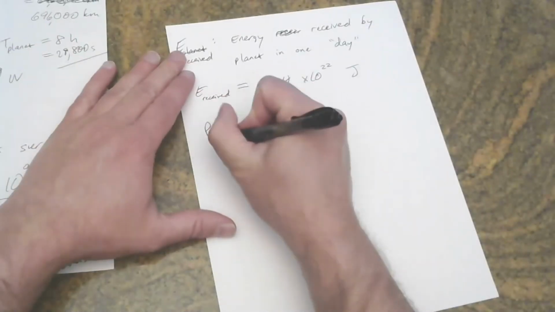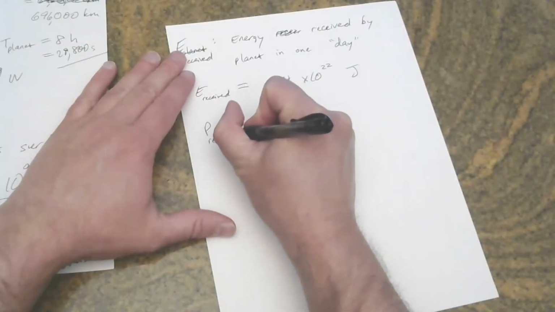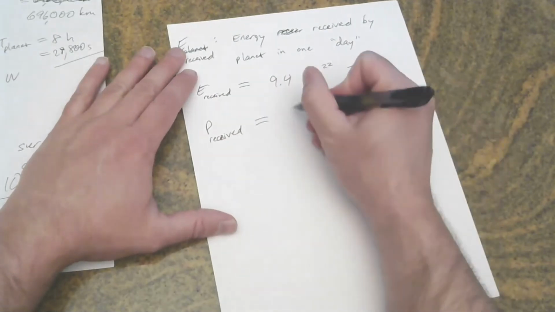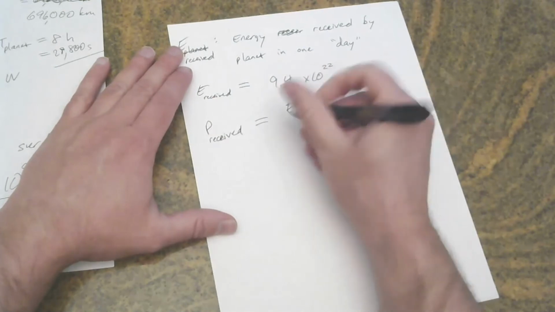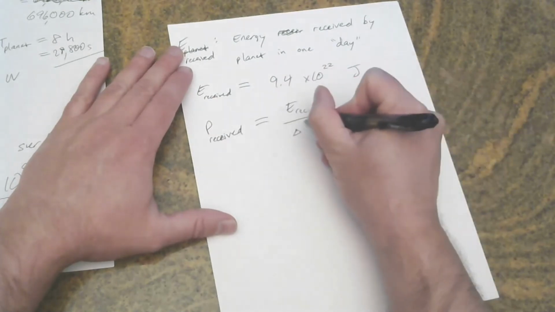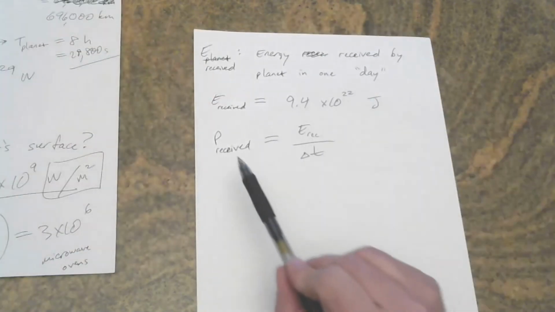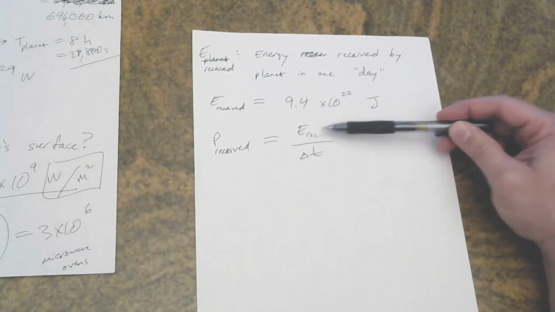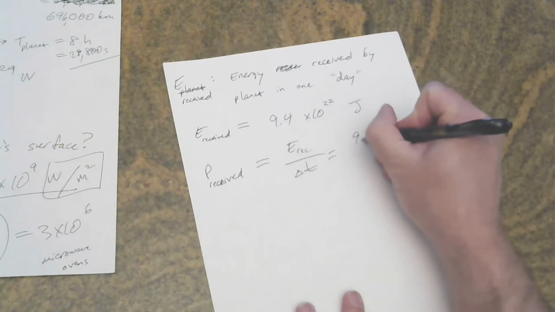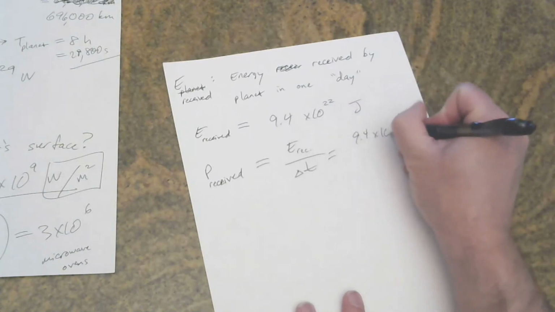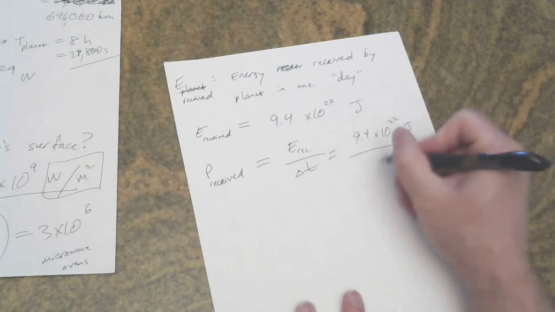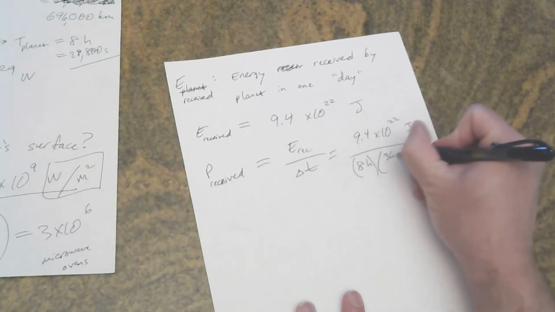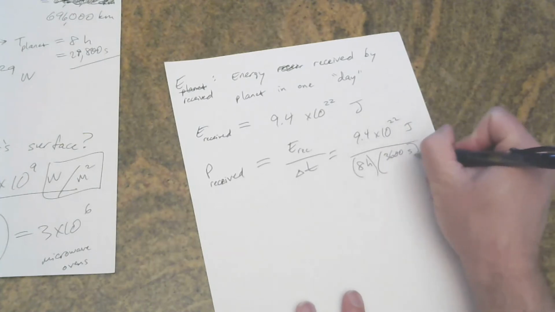So the power received would be the total energy, let me just put REC for received, over the total time, right? Wattage is joules per second, the total energy you consume or transform per unit time. So this is the number of joules of starlight absorbed, and that happens over an 8-hour period. And we'll multiply that by 3,600 seconds per hour.